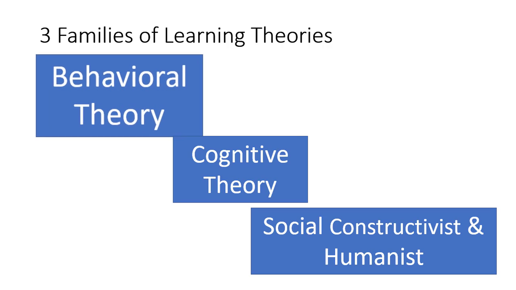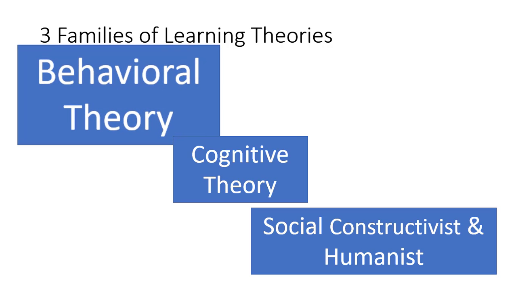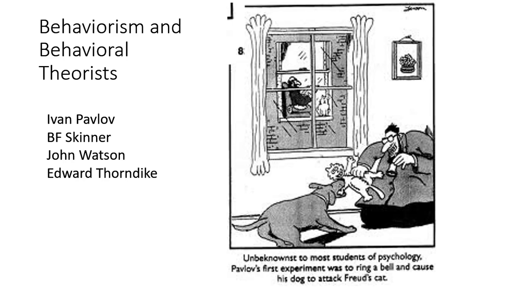Now, let's begin by discussing behavioral theory a little bit and describing some of the elements of behavioral theory that make it unique. Typically, when we think of behavioral theory, many of us think back to Ivan Pavlov and his early experiments with dogs. But other theorists in this area also include B.F. Skinner, John Watson, and Edward Thorndike.